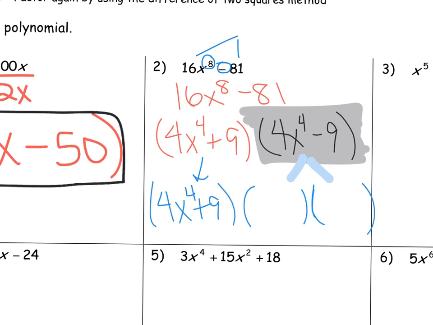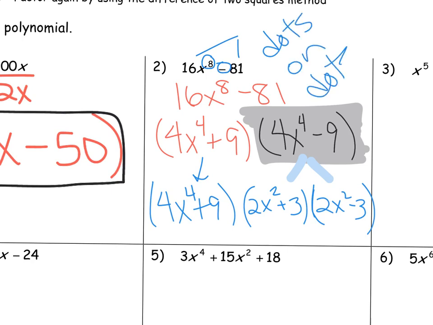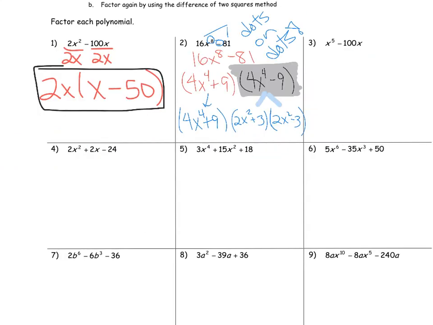I can take the square root of 4. I get 2 and 2. I know the square root of x to the fourth is x squared. And I know the square root of 9 is plus or minus 3. This was a DOTS on DOTS. 2 DOTS questions right in one question. Awesome. Okay, moving on.